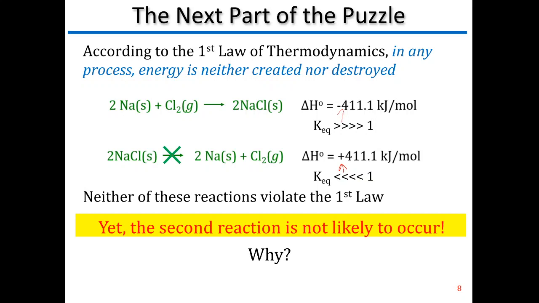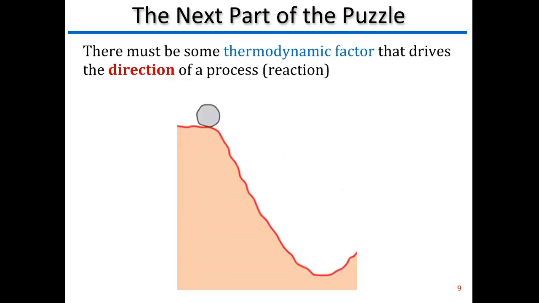If you look at their KEQ values, for this first one we have a KEQ value, our equilibrium constant, much, much greater than 1. So what we're saying is that this first reaction is highly favorable. If we look at the second reaction, we have a KEQ much, much less than 1. So we're saying that the second reaction is not very favorable. And why might that be? So let's take a look at it. There must be some factor thermodynamically, some energetic factor, that drives a reaction forward.